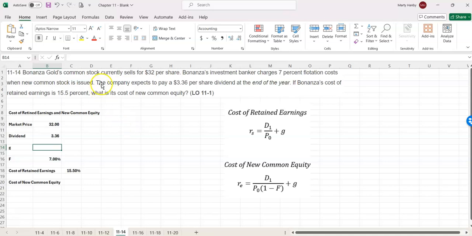Bonanza Gold's common stock currently sells for $32 per share. Bonanza's investment banker charges 7% flotation costs. When new common stock is issued, the company expects to pay a dividend of $3.36 per share. So that's our D1. At the end of the year, if Bonanza's cost of retained earnings is 15.5%, what is its cost of new common equity?